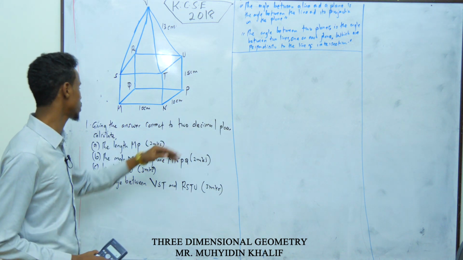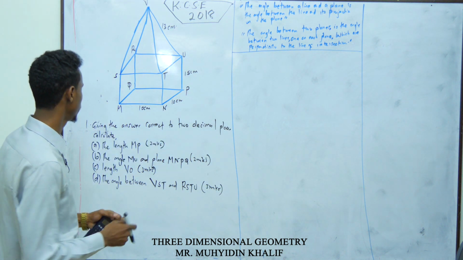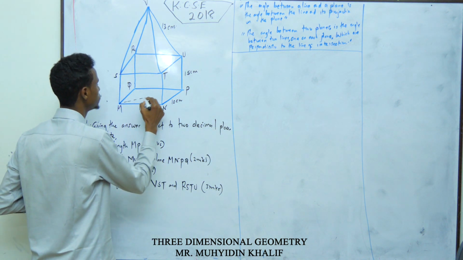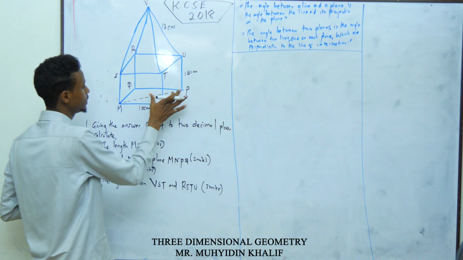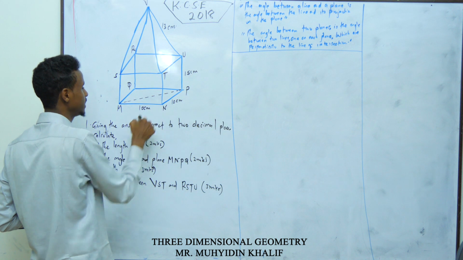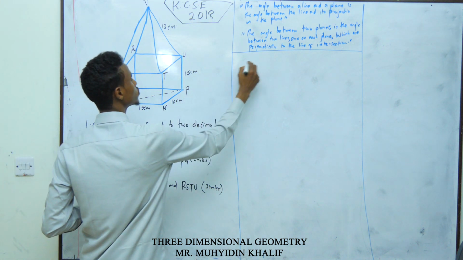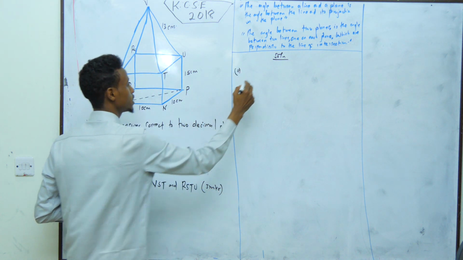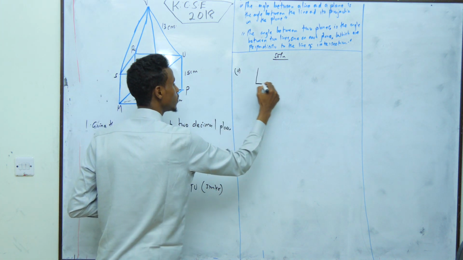Giving the answer to correct decimal places, calculate the length MP. We want to calculate this length MP. As you can see, this is a square, right? And this being a square, here is 90 degrees. Now, part A, the solution. It is like this.